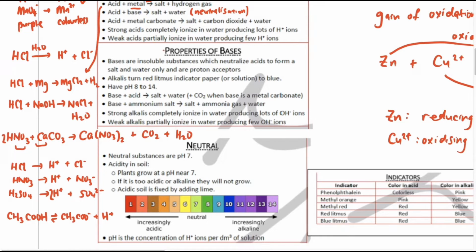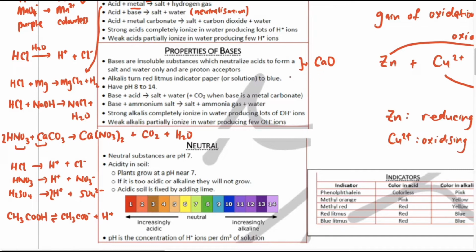Properties of bases. Okay, so bases are insoluble substances which neutralize acid to form a salt and water only, and are proton acceptors. Insoluble substances. So an example of bases is calcium oxide. Calcium oxide is a base.